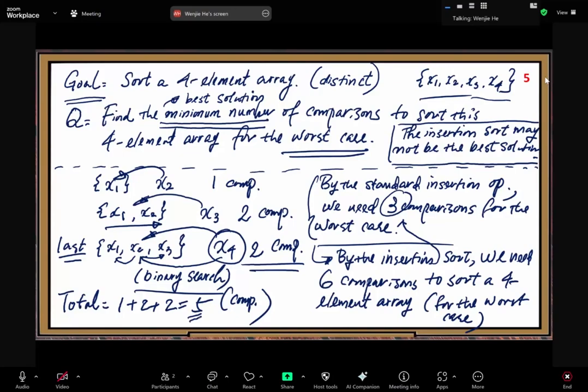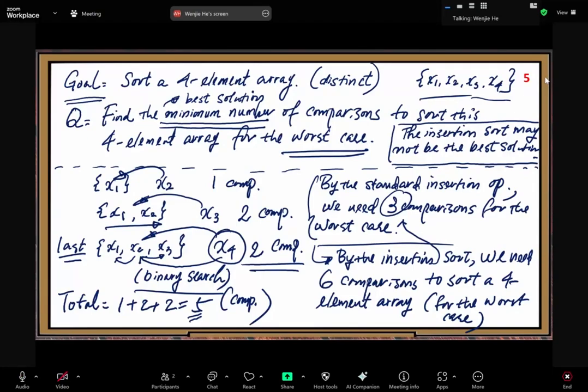Can you do even better than this 5-comparison solution? In other words, can you use 4 comparisons to sort any given 4-element array for the worst case? If it does not work for the worst case, then it doesn't count. You have to solve it for the worst case. Then it counts. That's another question, right? Try to use 4 comparisons to solve this problem.